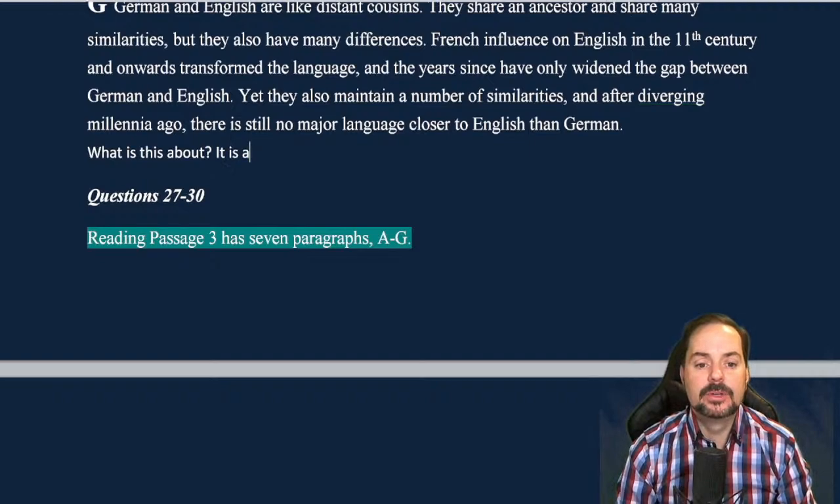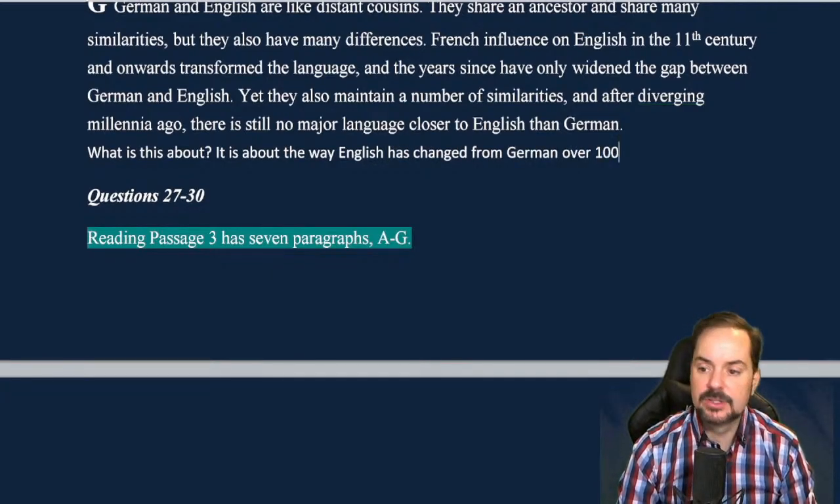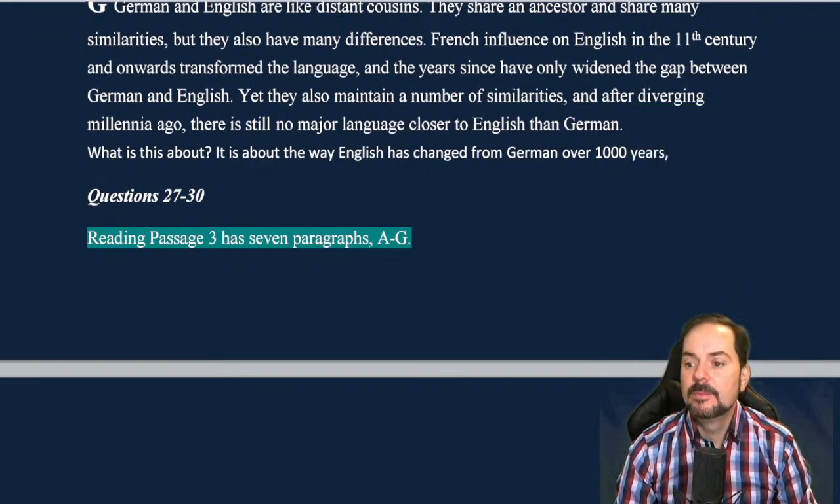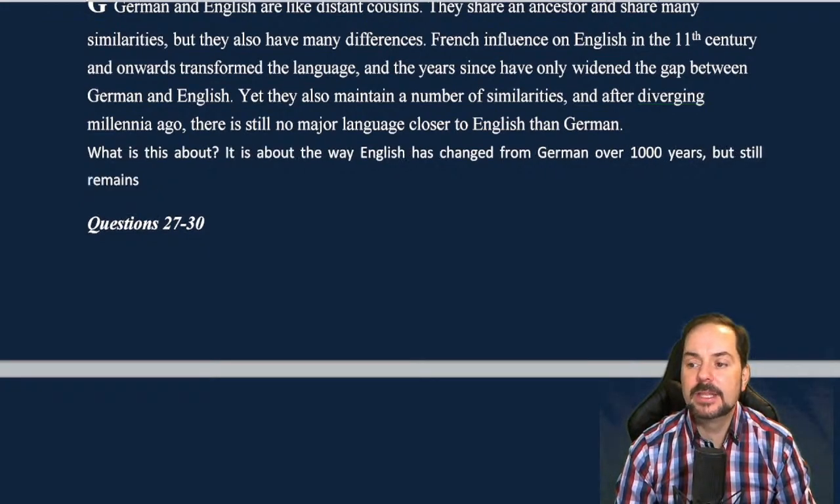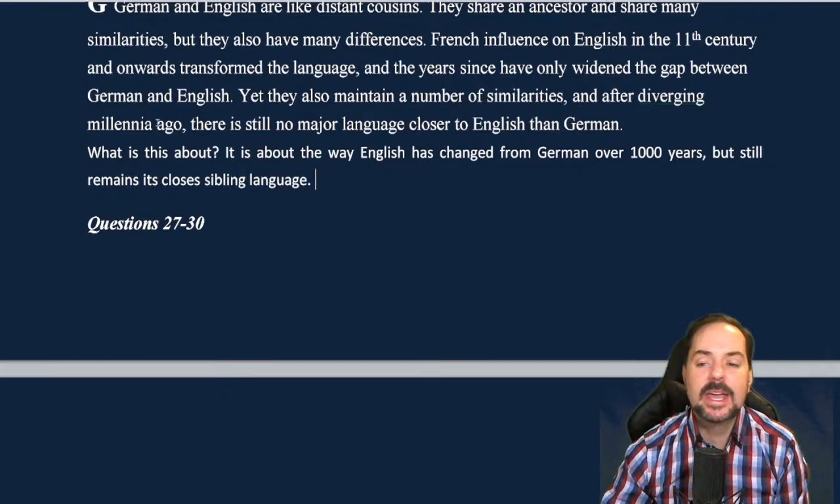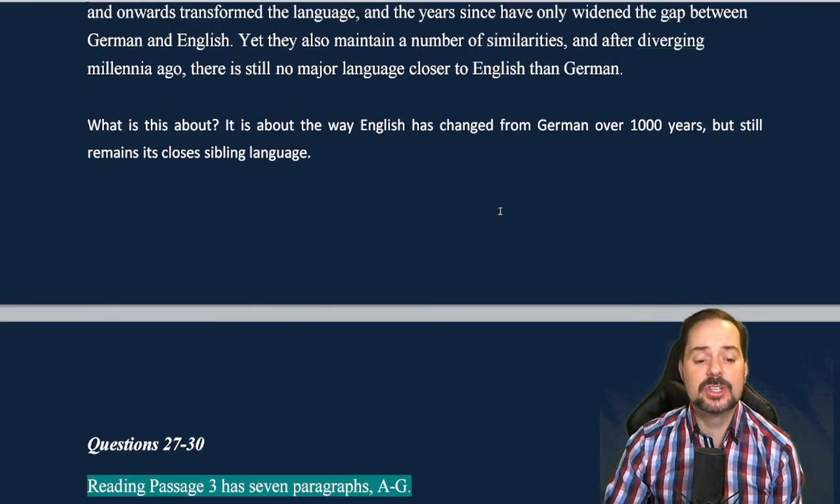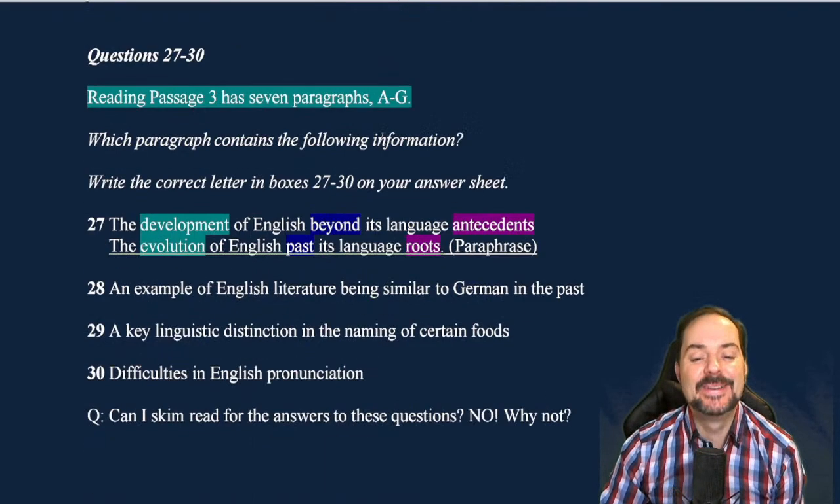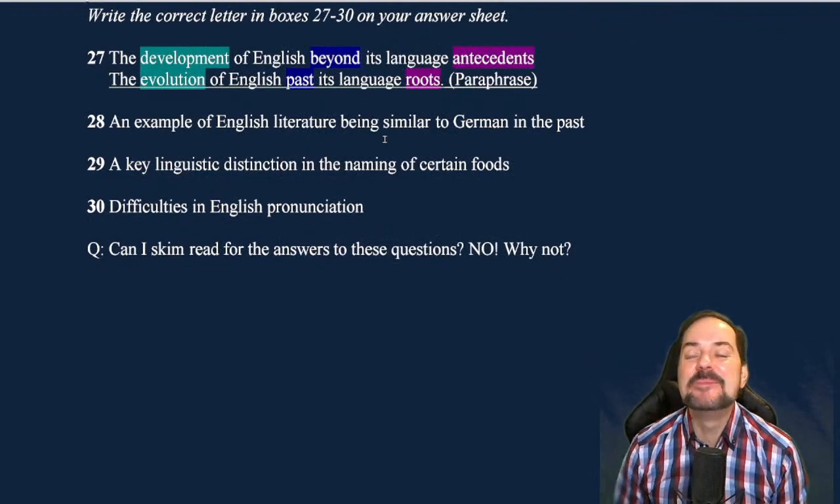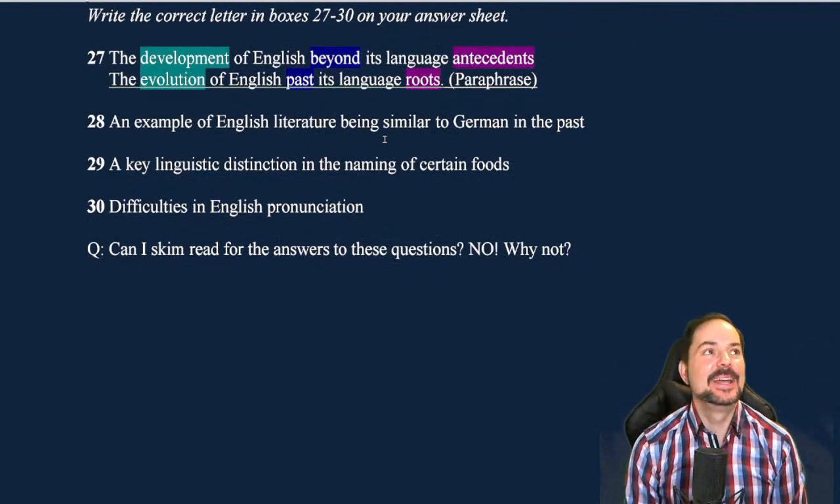It is about the way English has changed from German over 1,000 years, but still remains its closest sibling language. Okay, so there we go. Now we've got a lot of clarity. Now we can answer these questions, and you're going to do this instead of me, okay? All right, so here we go, members and viewers, all right?